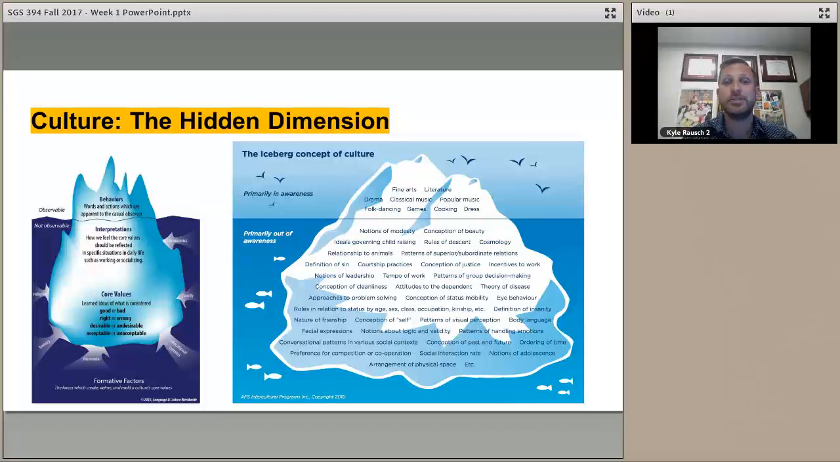Here you'll see 2 images of icebergs. If you've ever seen an iceberg before, then you know that the visible portion that is above water represents just a fraction of the entire mass. The majority of an iceberg is hidden beneath the surface of the water. So too are most aspects of culture hidden from the casual traveler or observer.